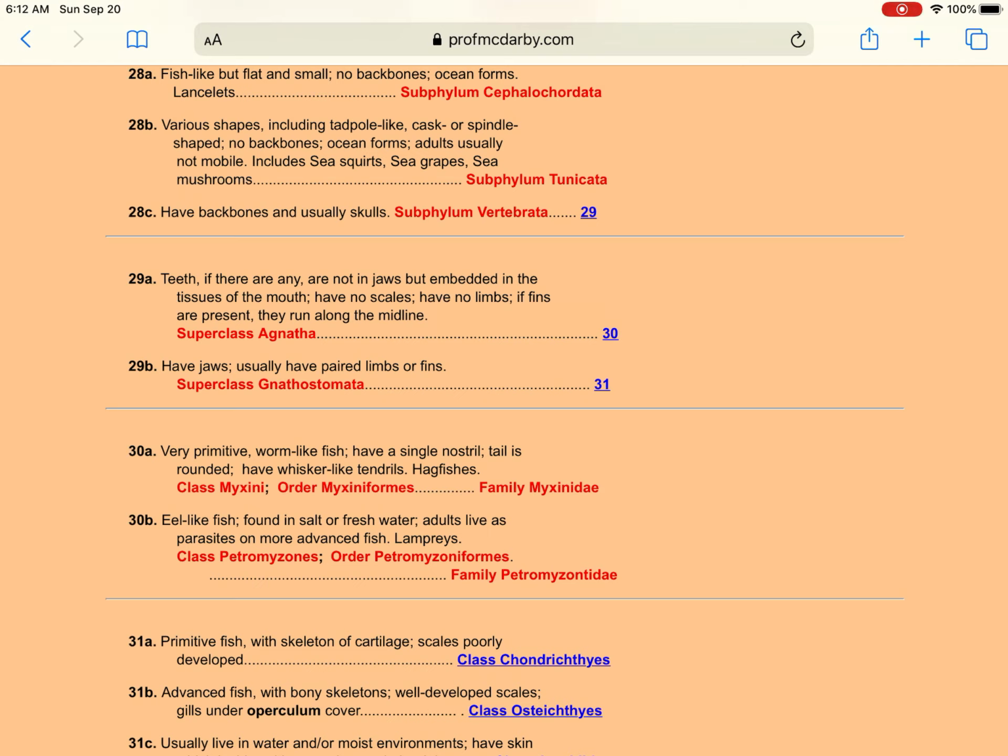29B have jaws, usually have paired limbs or fins. Remember, this is a description for a whole group. This says that in this group, there will be animals that don't have paired limbs or fins. And if everything else fits here, they got jaws, they don't fit the other thing, you pick them anyway. So look for usually and often, as occasionally you see sometimes.